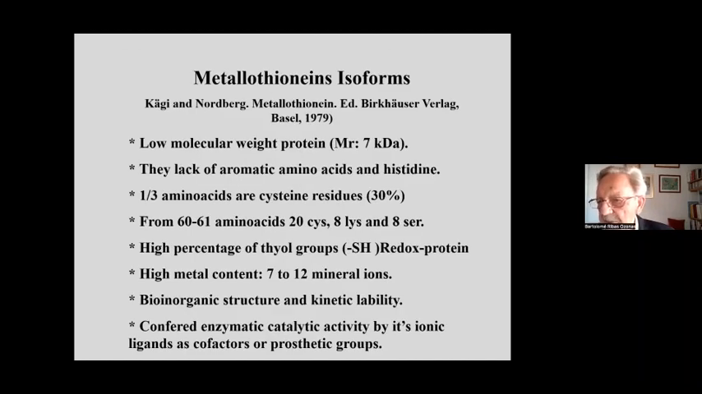In the next figure, we see that after Kägi and Nordberg, Metallothionein, edited by Birkhäuser, Basel, 1979, metallothioneins are low molecular weight proteins of 7 kilodaltons, with non-enzymatic activity, lack of aromatic amino acids and histidine, and with 20 cysteines of 60 to 70 amino acids. Invertebrate metallothionein isoforms have about 70 amino acids. High percentage of thiol group, high metal content, 7 to 12 mineral ions, bioinorganic structure and kinetic lability, conferred catalytic activity by its ionic ligands, and great reduction power localized in all cellular systems, as in cytoplasm, mitochondria, and, for instance, also in nuclei of hepatocytes.